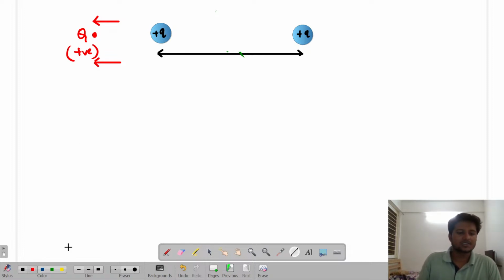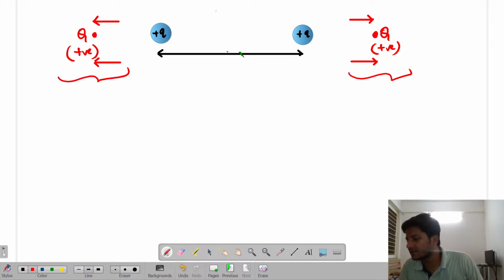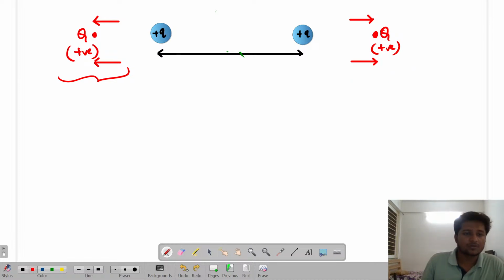Similarly, if I place that same charge capital Q over here, which is positive, the repulsive force is in this direction and the repulsive force is also in this direction. So what do you observe? That this capital Q has a resultant force along the left side, and this capital Q has a resultant force along the right side. So is it going to be in equilibrium? The answer is no, they will not be in equilibrium, isn't it? So how to keep them in equilibrium?